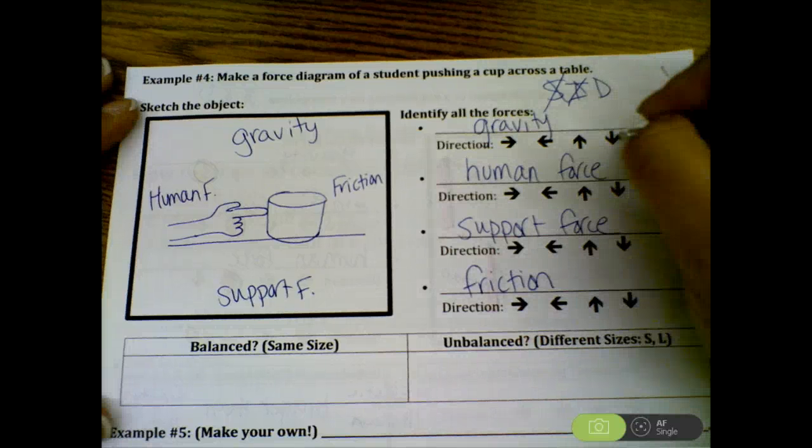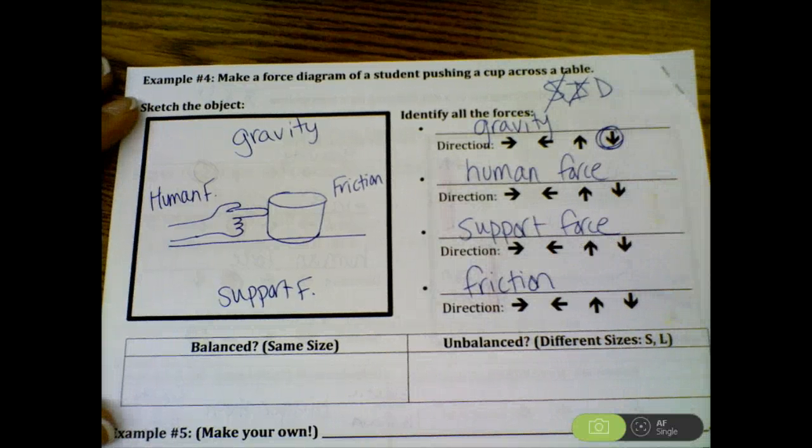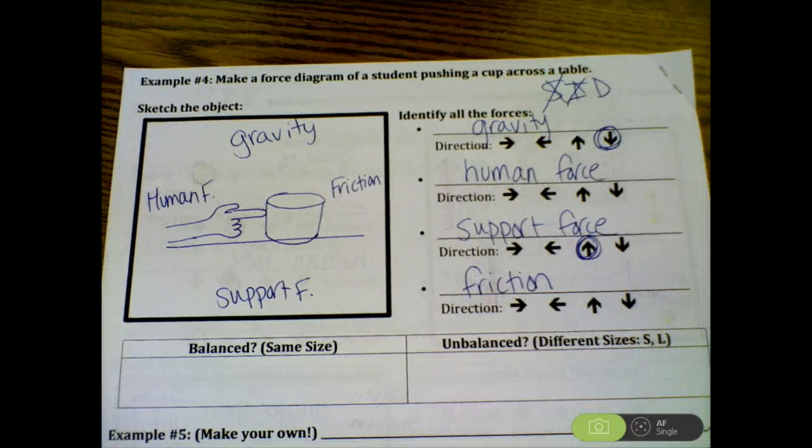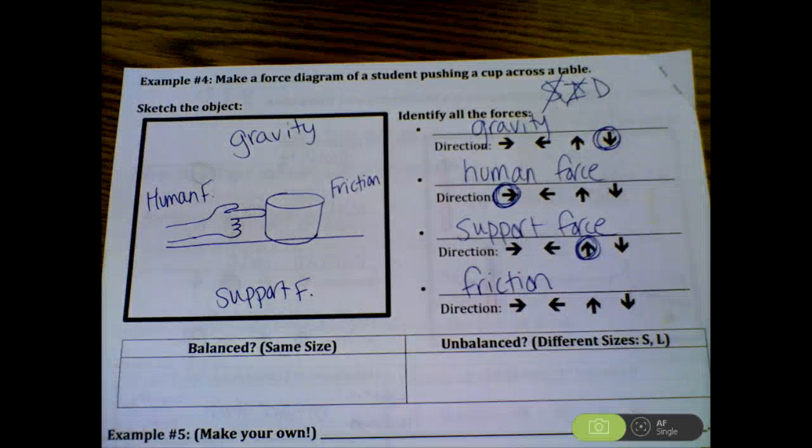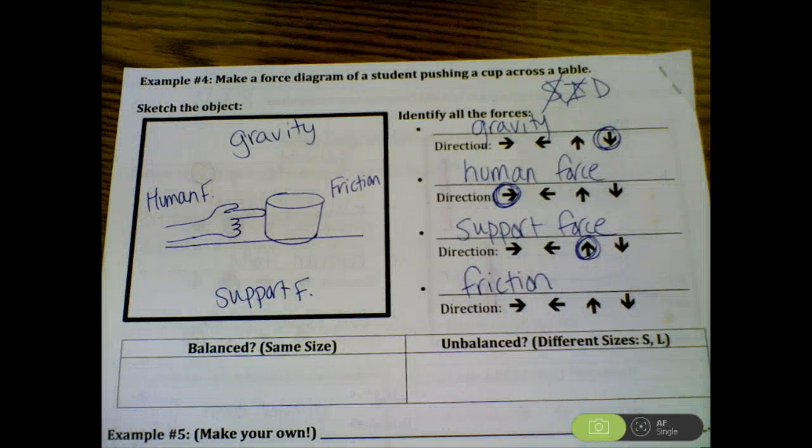We know that gravity is going down. We know that support usually goes up. That is also the case for ours here. Don't worry if your forces are in a different order than mine. That's fine as long as you have all the same information. According to my picture, again, the human is pushing the cup to the right, so I am going to label my human as going to the right. Again, if yours is opposite, then go opposite.